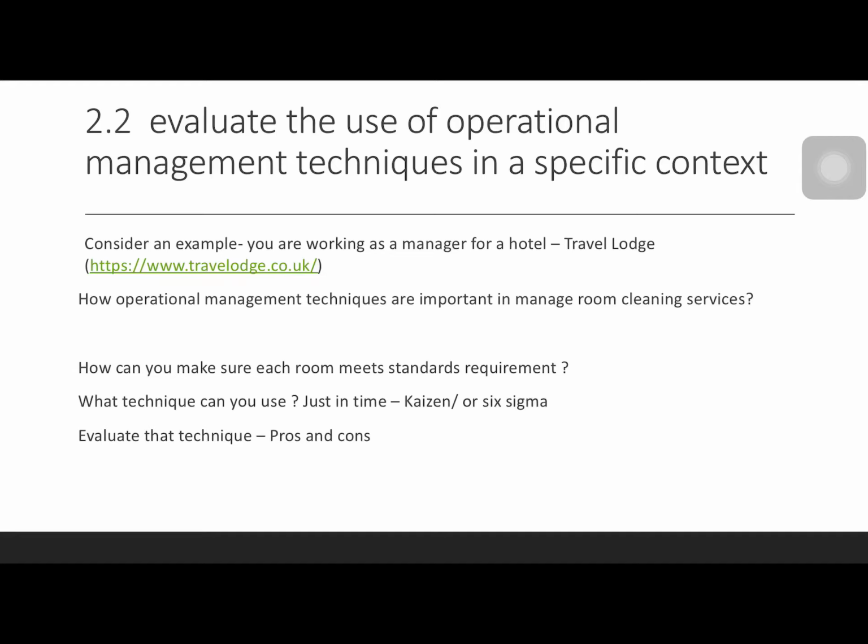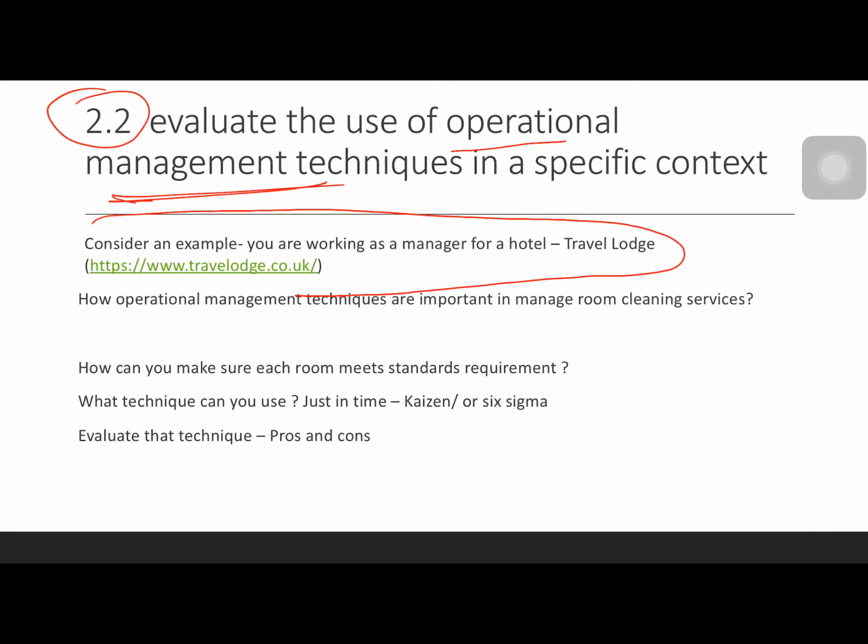So let's look at question number 2.2, which is evaluation. Evaluation is about looking at an operational management technique in a specific context. Here I have given an example. Consider you're working as a manager for a hotel, Travelodge.